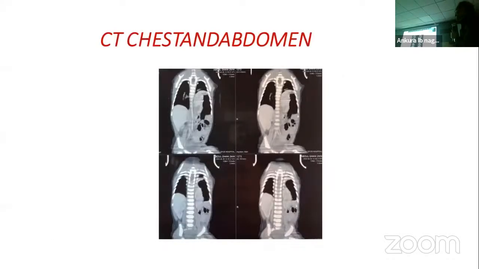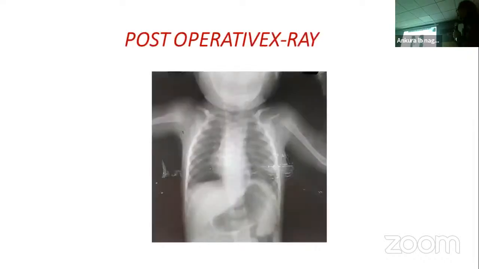Here you can see the CT chest, an extreme left diaphragmatic eventration with the spleen and all pushed above, occupying almost more than half of the left chest. In the CT report, there is no mention of any sequestration or any SOL in the lung. And this is the post-operative picture. You can see a beautifully repaired left diaphragm. It is almost looking like a normal diaphragm on the left side.